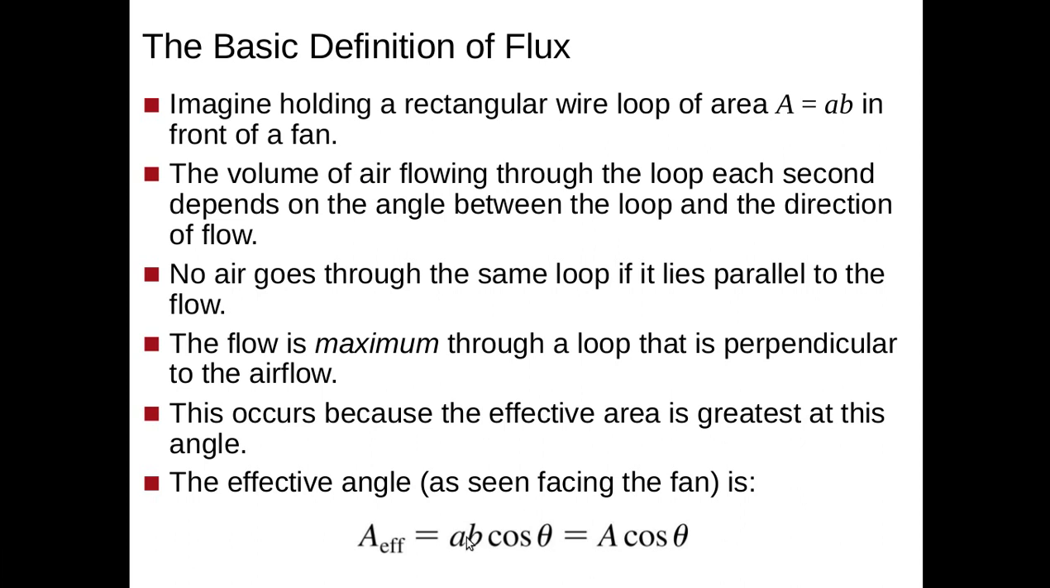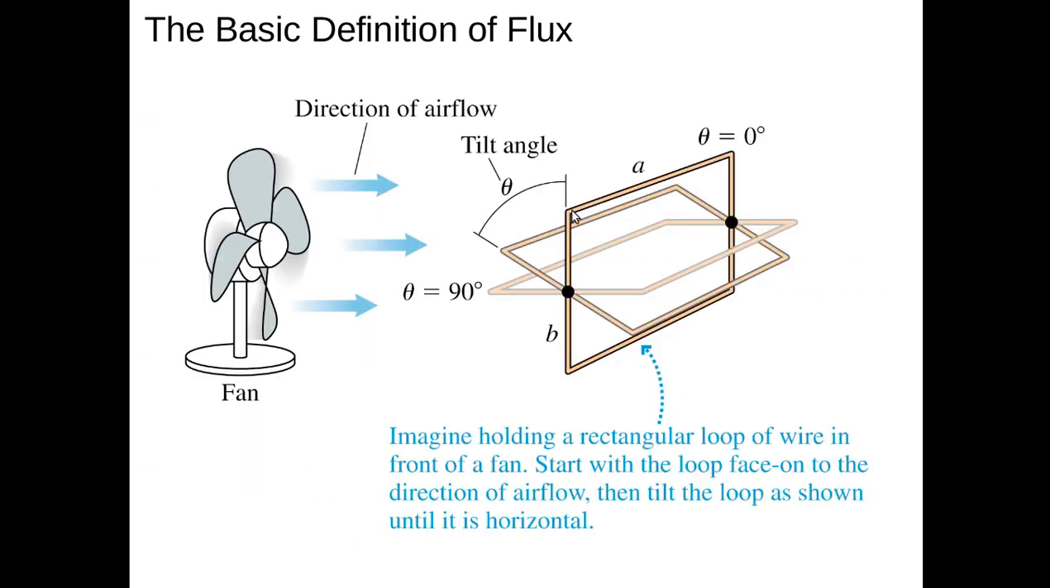So that area was AB, okay? But it's also dependent upon the angle. And so we use cosine theta because it's at a maximum when this theta is 0. So cosine 0 is 1. And it's at a minimum when theta is equal to 90. And we use cosine because it's a scalar product. Flux is a scalar. It doesn't have a direction. So it's going to be at a minimum when theta is equal to 90. Cosine of 90 is 0.